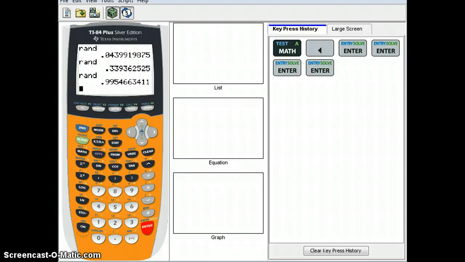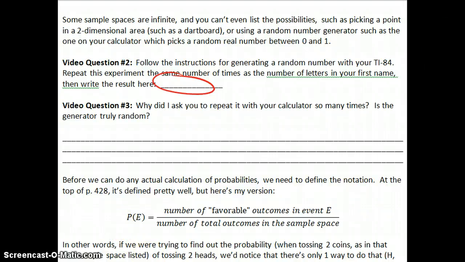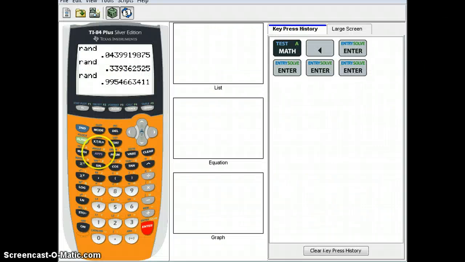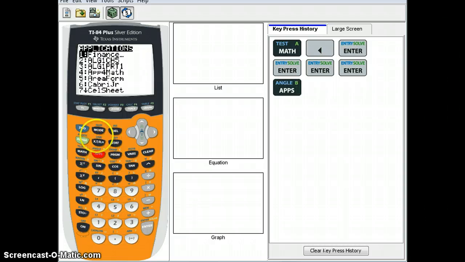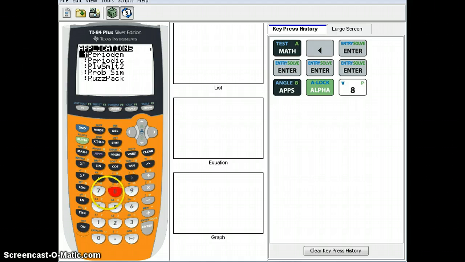Also, I want you to do it enough so that we're all in different places on the calculator history, and we really do start getting random numbers. Oh, while I'm at it, I'll show you this cool probability simulation you have in here. If you go into apps and you go down, I think I can just go alpha P. Where's P? It's 8. I get down into here. There's this thing called probability simulator.